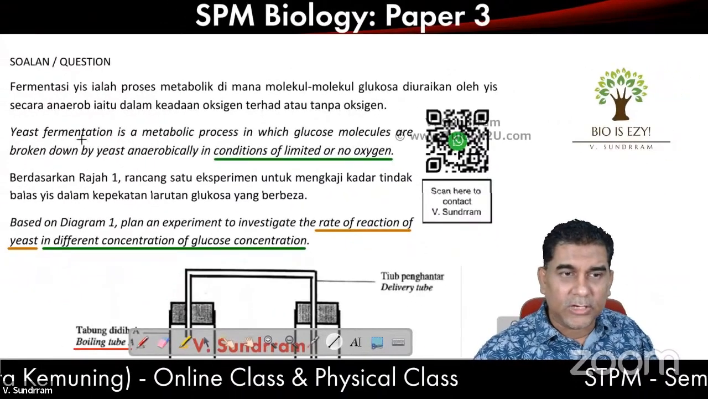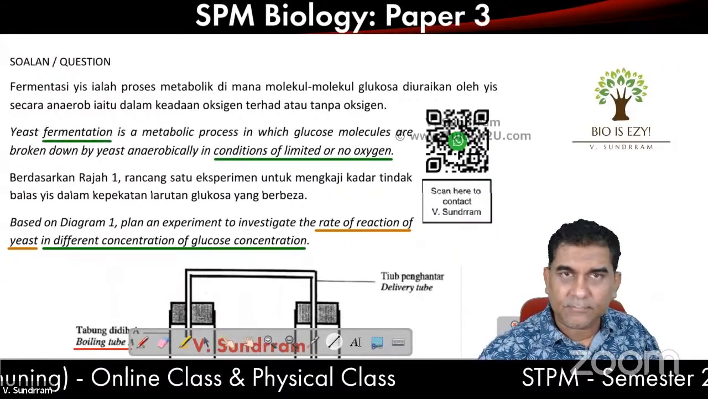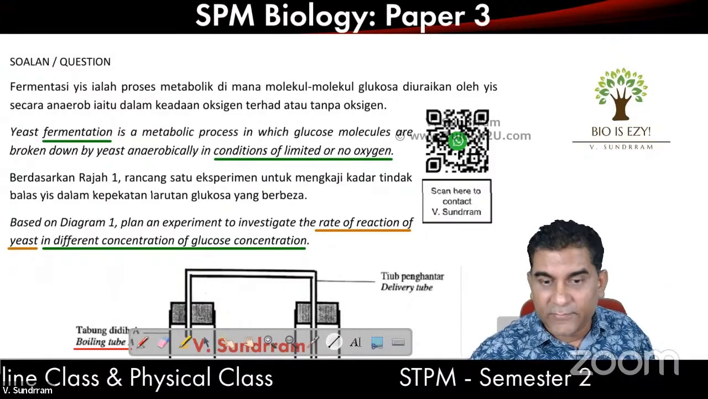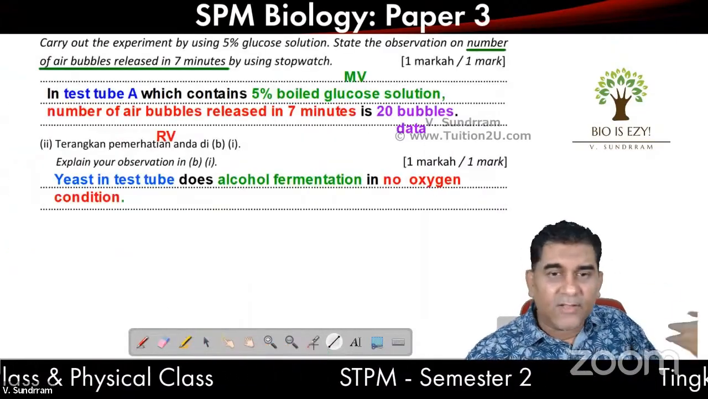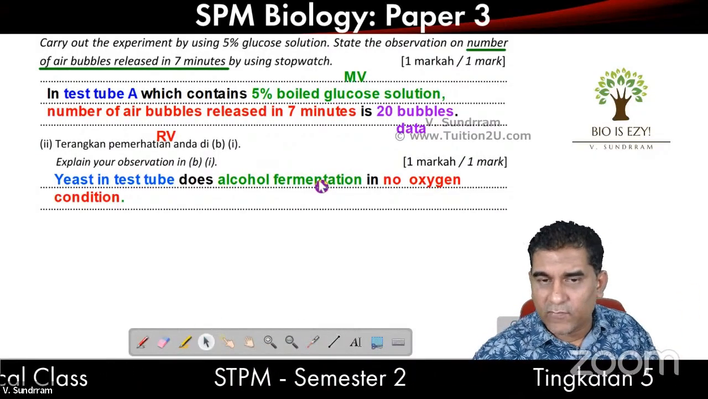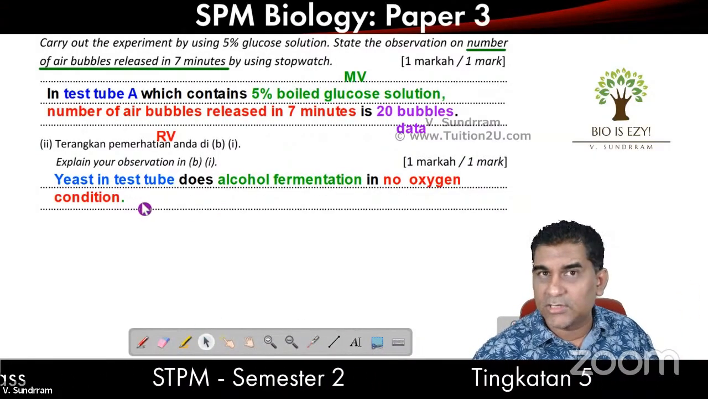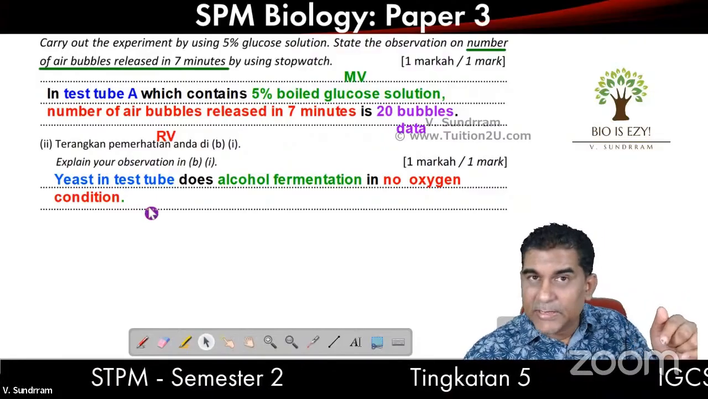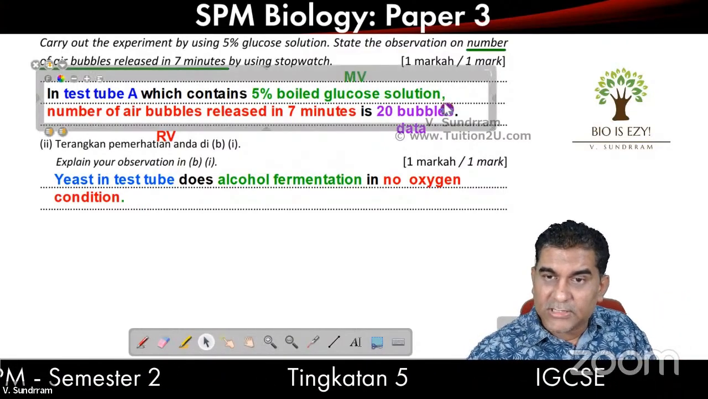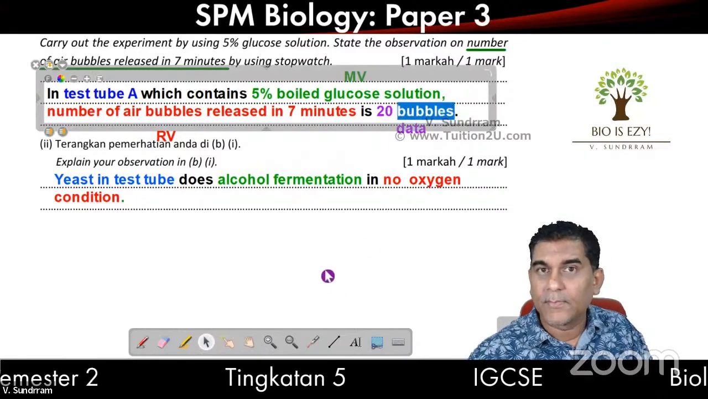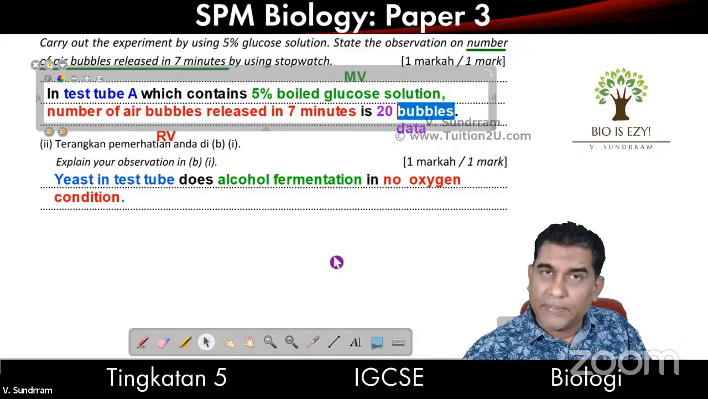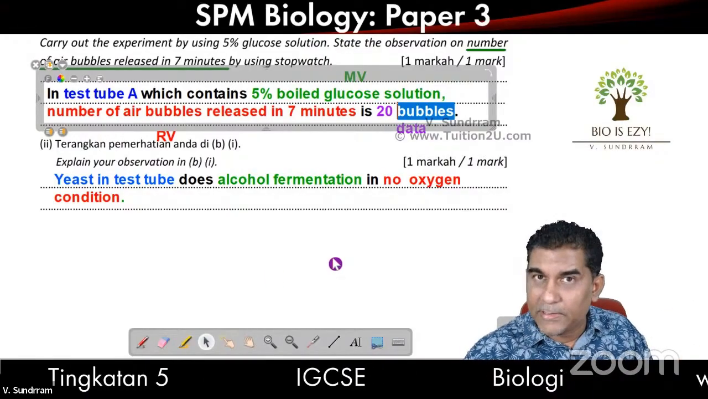What they are doing is fermentation. I added the word alcohol because they produce ethanol. We know that from theory. If you didn't have alcohol also, never mind. Yeast in the test tube does alcohol fermentation in no oxygen condition. This explains what the yeast is doing, but it doesn't explain where these bubbles came from. They are doing alcohol fermentation, fine, but where did the bubble come from? You must explain where the bubbles are coming from.